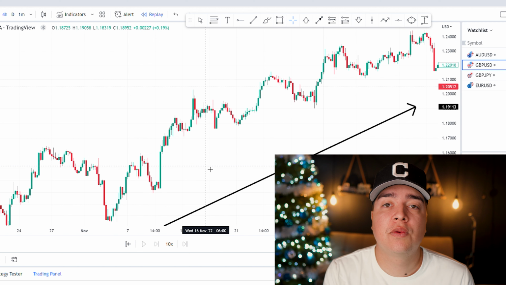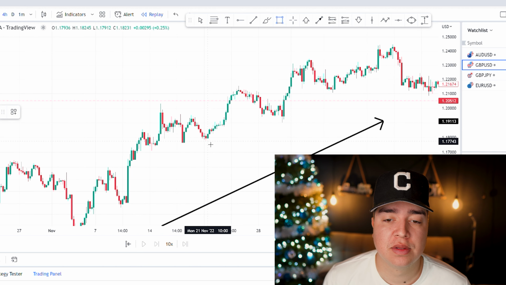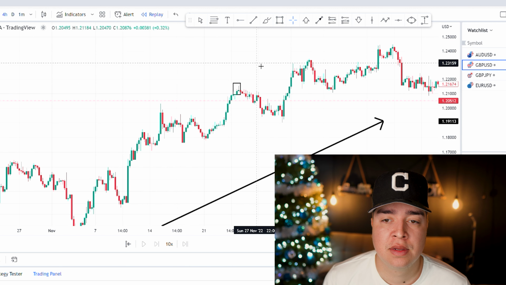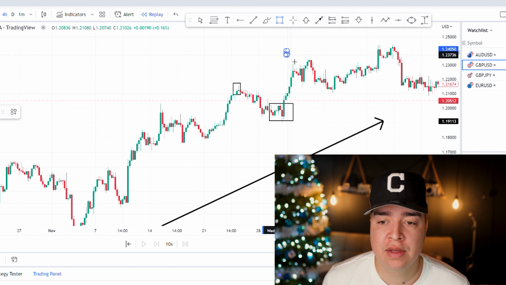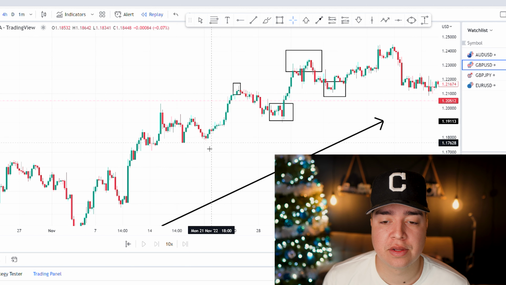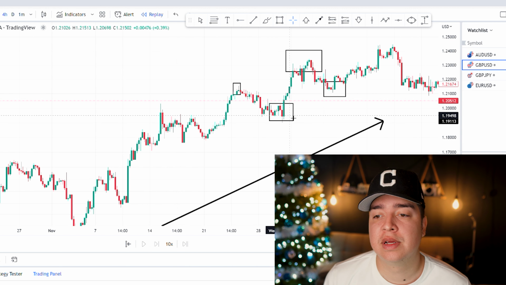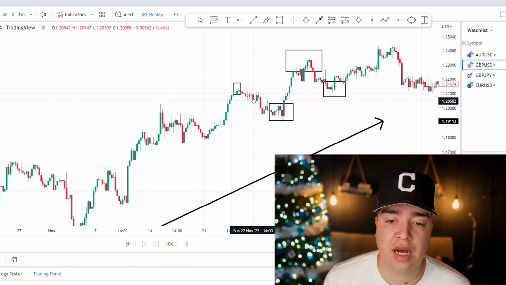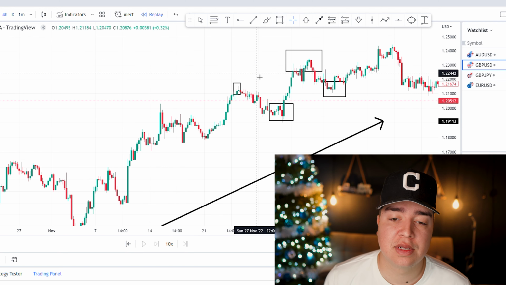Now you might be thinking, what is a higher high and what is a higher low? Okay, if we're starting from here, this is a higher high. This is a higher low. This is a higher high. This is a higher low. You see how price is getting higher and higher and the lows are not breaking each other. You see how this low is higher than this low? This higher low is higher than this low. And this higher low is higher than this low. This higher high is higher than this higher high. This higher high is higher than this higher high.